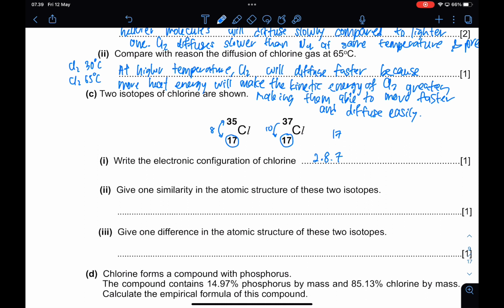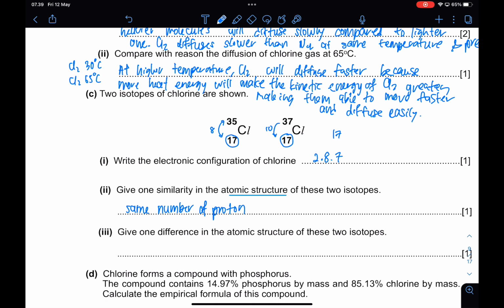Now give one similarity in the atomic structure of these two isotopes. There are many similarities over here. You can say they have the same number of electrons, the same number of protons, the same number of shells. But the one that you need to actually mention is the same number of protons. If you mention same number of electrons, still okay. But in terms of atomic structure, the best one is same number of protons.